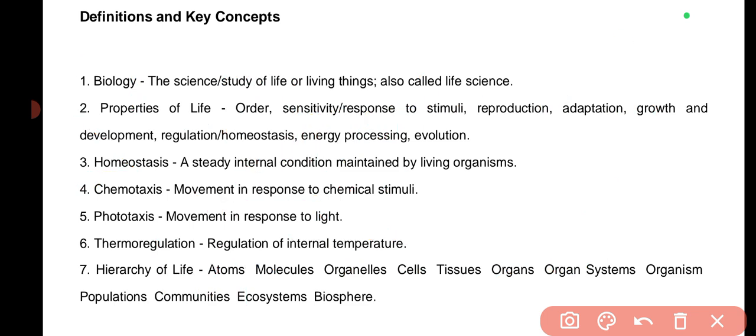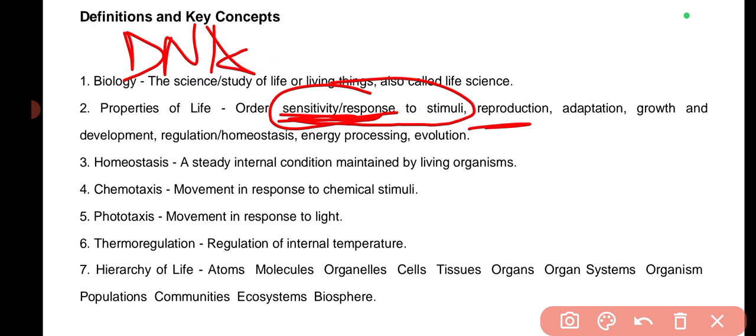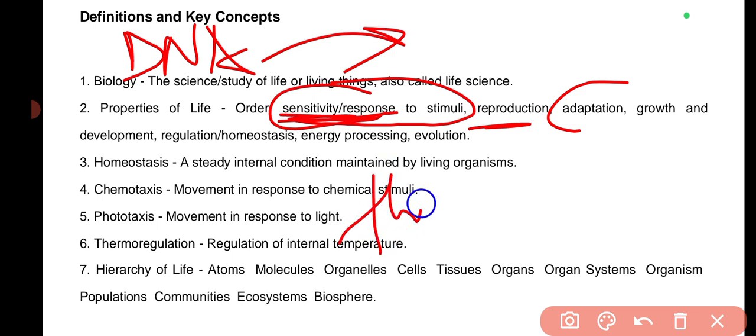Okay, so that's order. Sensitivity, also called irritability, is our ability to respond to stimuli. And reproduction, which is where we pass on our genetic material, DNA, to the next generation. Then adaptation, where living organisms learn to thrive in their environment. With the Darwinian theorem, talking about our ability to survive by fitting into the environment, we call it the survival of the fittest.